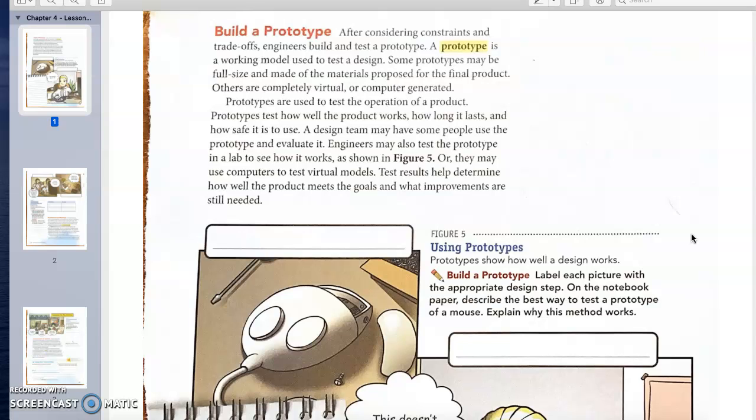Sorry, I lost my spot. Prototypes are used to test the operation of a product. Prototypes test how well the product works, how long it lasts, and how safe it is to use. A design team may have some people use the prototype and evaluate it. Engineers may also test the prototype in a lab to see how it works, as shown in Figure 5, or they may use computers to test virtual models. Test results help determine how well the product meets the goals and what improvements are still needed.